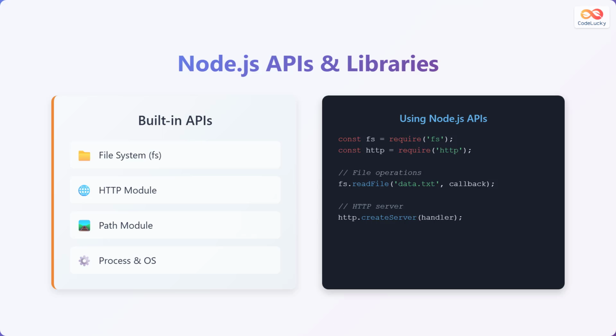Node.js comes with a rich set of built-in APIs and libraries that extend its capabilities. Some of the core APIs include the file system, often abbreviated as FS, for file operations, the hypertext transfer protocol module for creating servers, the path module for handling file paths, and modules for accessing process and operating system information. On the right side, you can see the Node.js API usage example with code.